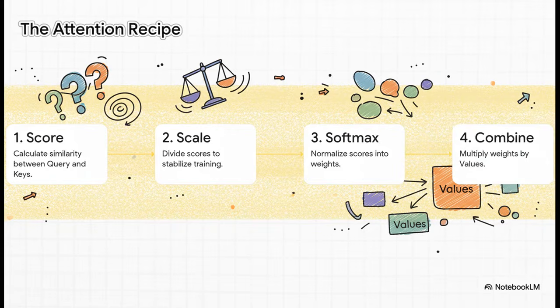Step 1, we score how similar the words are. Step 2, we scale those scores to keep things stable. Step 3, we use a nifty function called softmax to turn the scores into actual weights. And finally, step 4, we combine those weights with our values. Score, scale, softmax, combine. That's it.